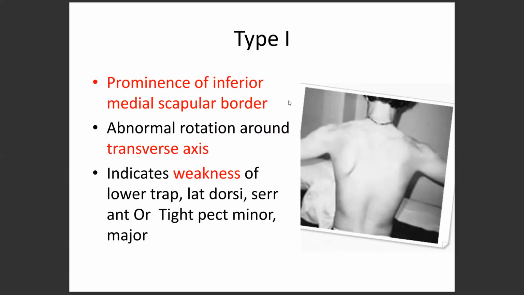So in the type 1, there is prominence of the inferior medial scapular border. Here there is no such big prominency, but here that is prominent. We can see this prominence of the inferior medial scapular border. That is actually known as the type 1. Now, this is the abnormal rotation around the transverse axis. And what does it indicate? If there is type 1 scapular dyskinesia, it indicates weakness of the lower trapezius, weakness of the latissimus dorsi, weakness of the serratus anterior, or a tight pectoralis minor as well as a tight pectoralis major.